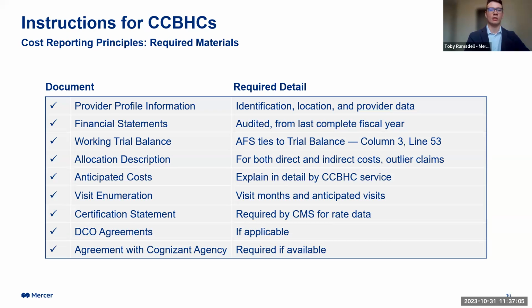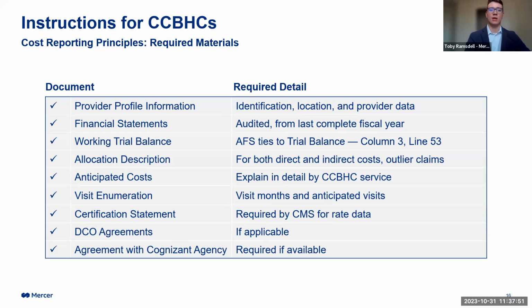So for some providers, that may be a calendar year, such as calendar year 2022, or it could be a fiscal year ended 2022 or ended 2023. We would like to request a working trial balance. This will tie the audited financial statements to the trial balance, so we can see the way that the expenses are being reported from the financial reporting system and then transcribed into the trial balance. The audited financial statements, by the way, the total expenses should tie out to the trial balance, specifically column 3, line 53. I'll get into that a little bit later, and we'll walk through some examples of what exactly that means.